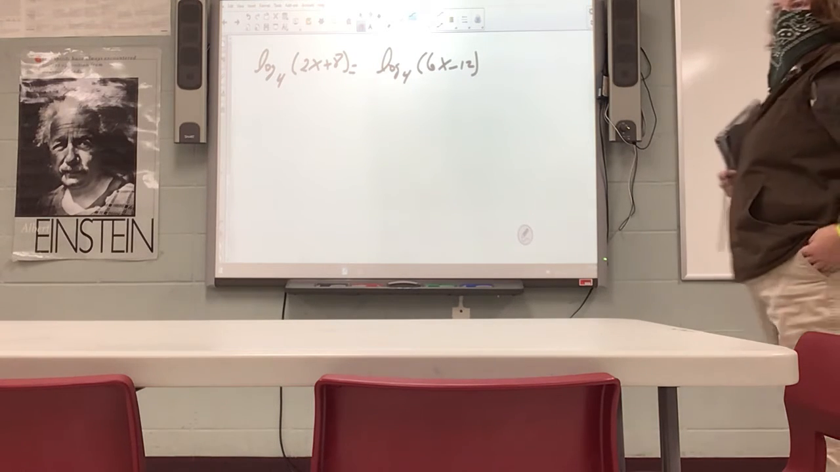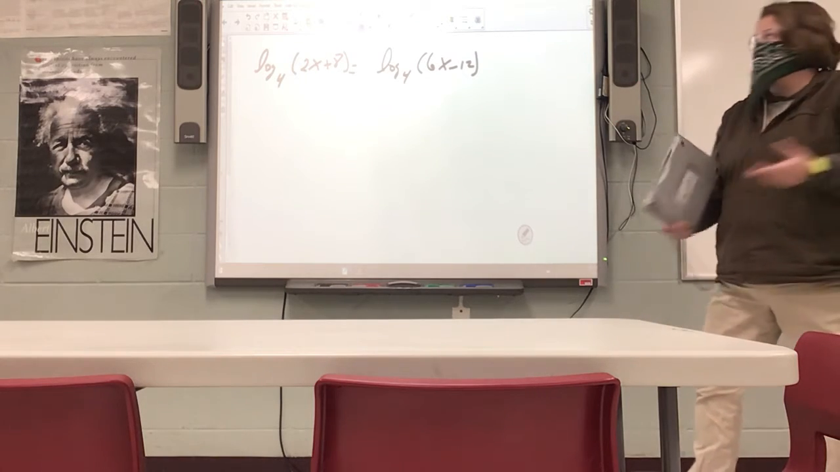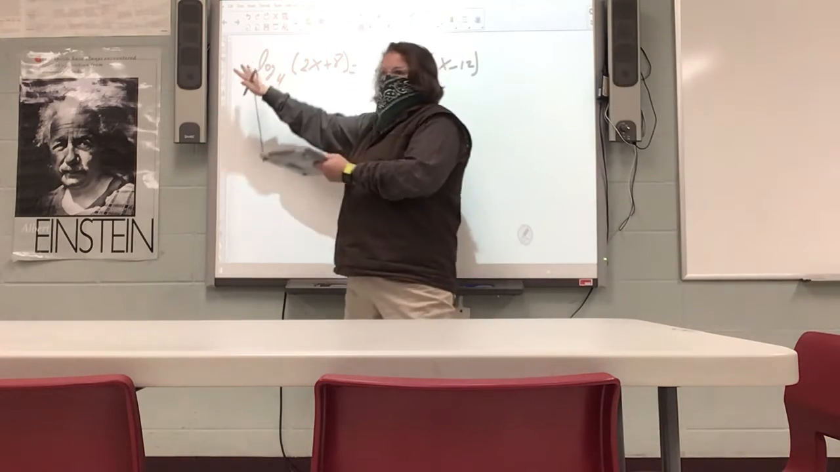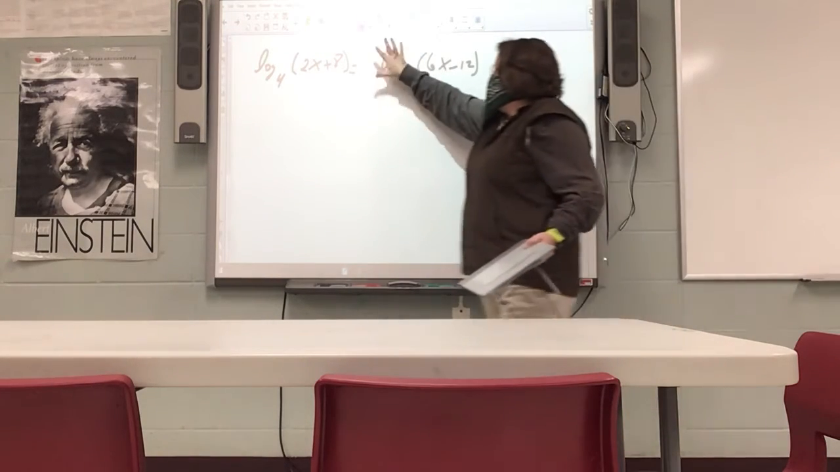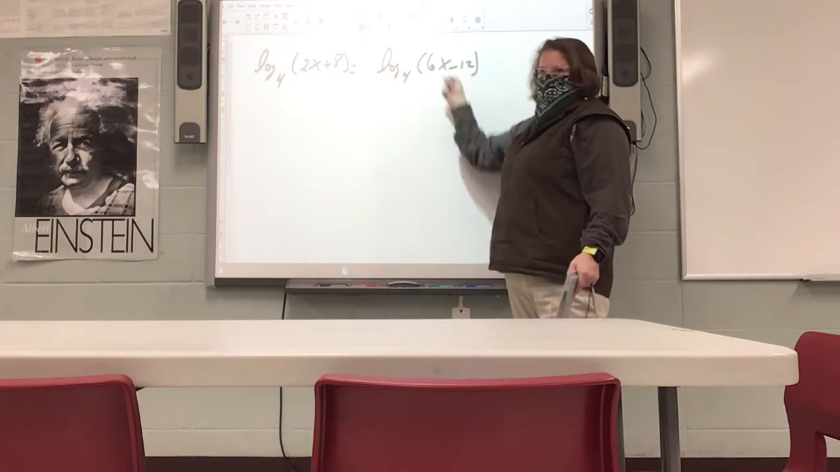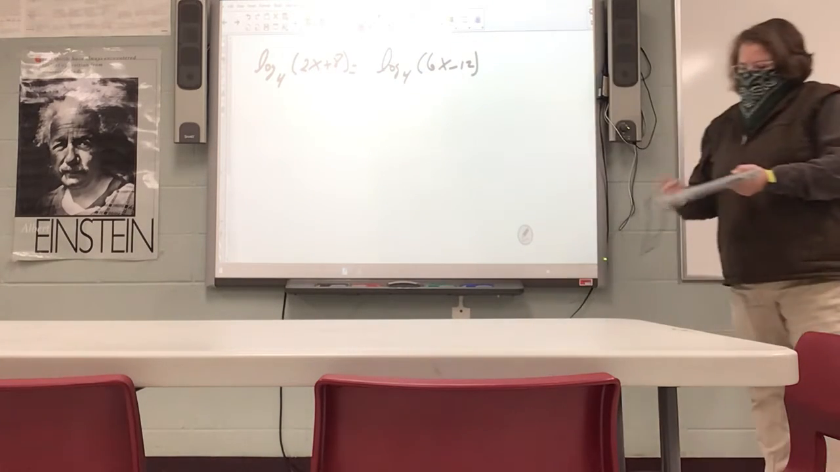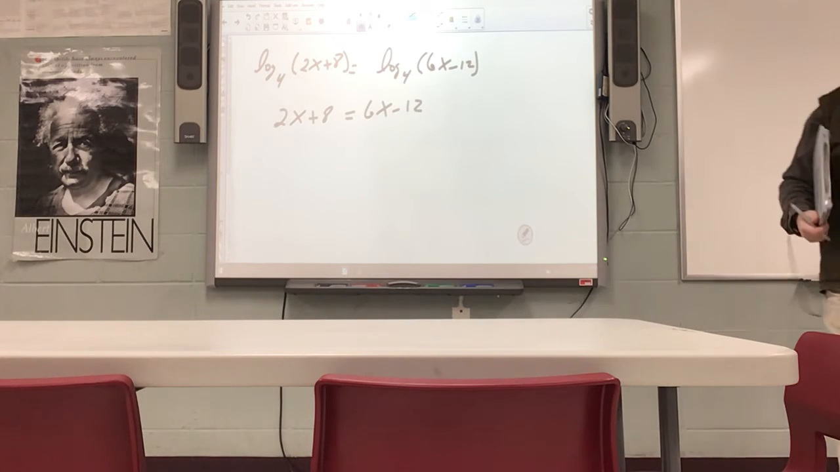Any guesses what we might do? We've not done one today. Very good. Log base 4 and log base 4, that's the same. So it's just like the first one that we started off with. If the log base and the log base is the same, then the numbers have to be the same. So all we gotta do is write 2x plus 8 is equal to 6x minus 12 and solve this.